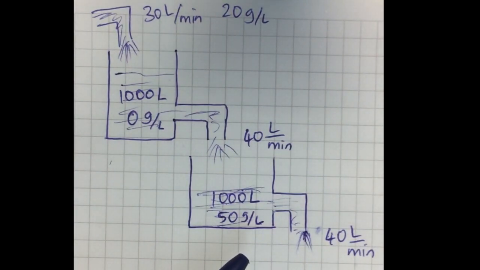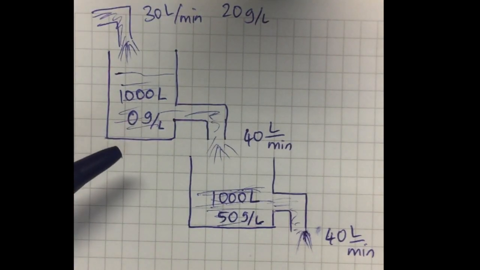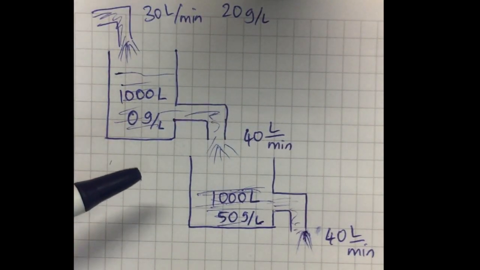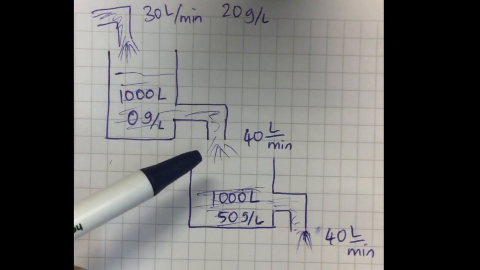Now we need to look at what the question asks us to find, and go about figuring that out. Usually the question that's normally asked over here is, what is the concentration, or what is the amount of salt after a certain period of time, let's say t, in tank 1 and tank 2.